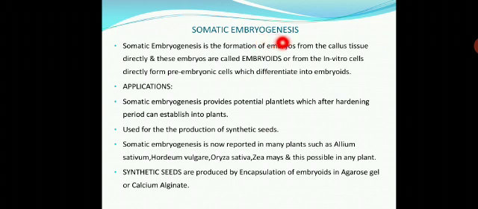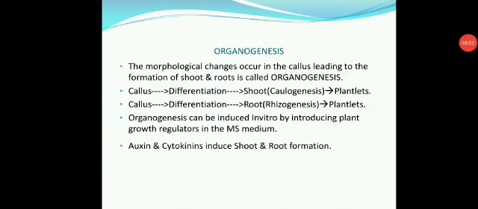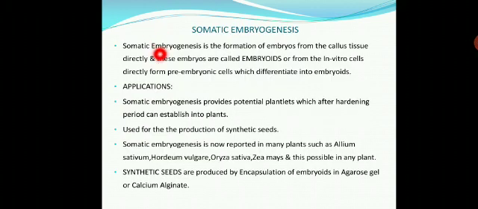The process of getting an embryo from the plant body cells is called somatic embryogenesis. Somatic embryogenesis is the formation of an embryo directly from the callus tissue, and these embryos are called embryoids. The callus tissue that can develop an embryo, that embryo is called an embryoid, which can occur in in vitro conditions. In vitro, cells directly form pre-embryonic cells, which differentiate into embryoids.